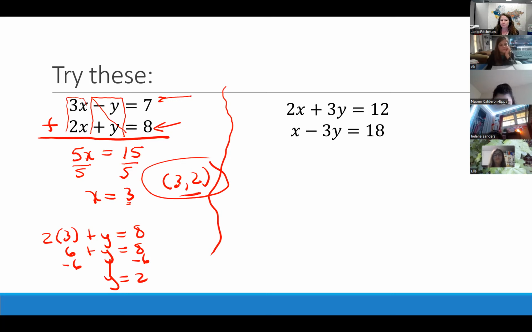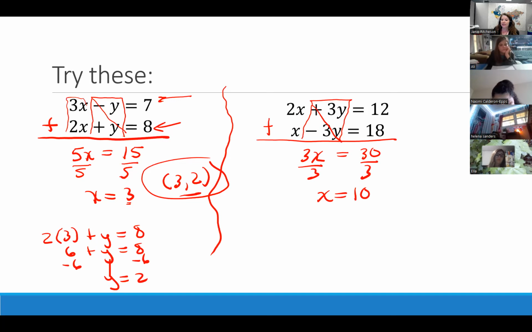Okie dokie. On the second example, once again, the y's will eliminate each other. They have opposite coefficients. Sometimes it's the x's, sometimes it's the y's. It doesn't matter. You just always want to go with whatever's easiest. The way this one's written, the y's will eliminate each other. So now we're going to combine 2x plus 1x, which is 3x. Positive 3y combined with negative 3y is gone. And then 12 plus 18 is 30. I'm going to divide both sides by 3. And that tells me that x is equal to 10.